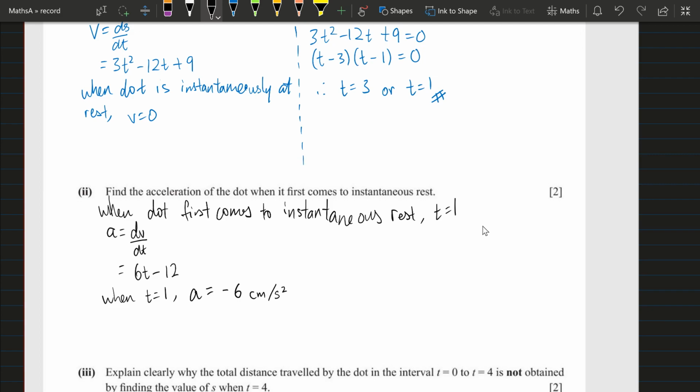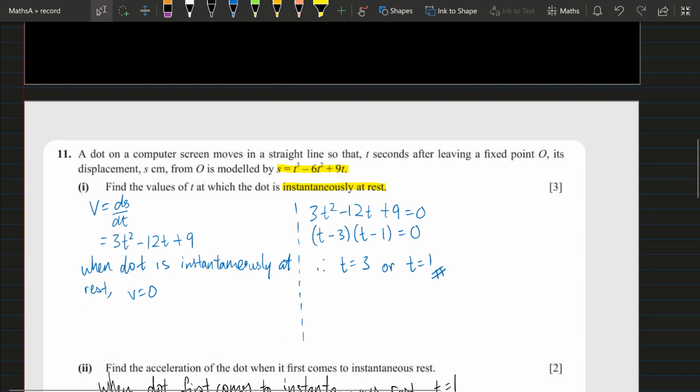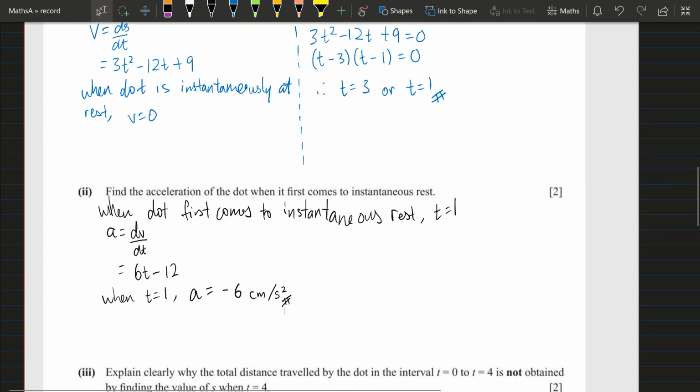Please take note of your units, because here they didn't ask you for the value of the acceleration. They wanted the actual acceleration, so that's why you had to include the cm per second squared. Contrast it with part 1, where they said the values of t. So these values here, t equals 3 or t equals 1, don't require the unit seconds. I hope that's clear for everyone.